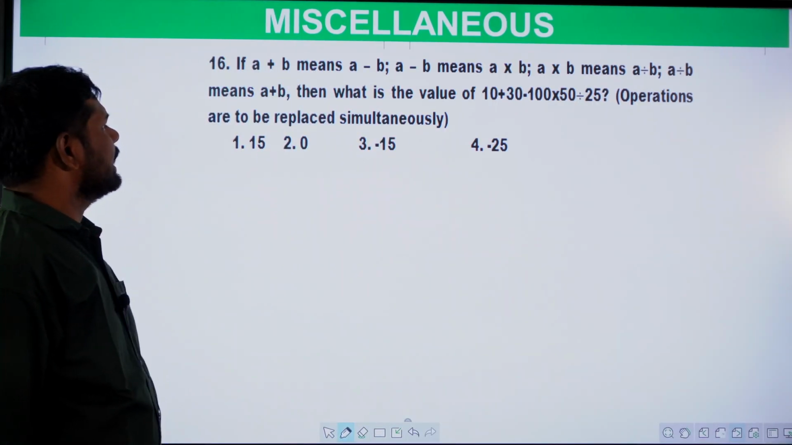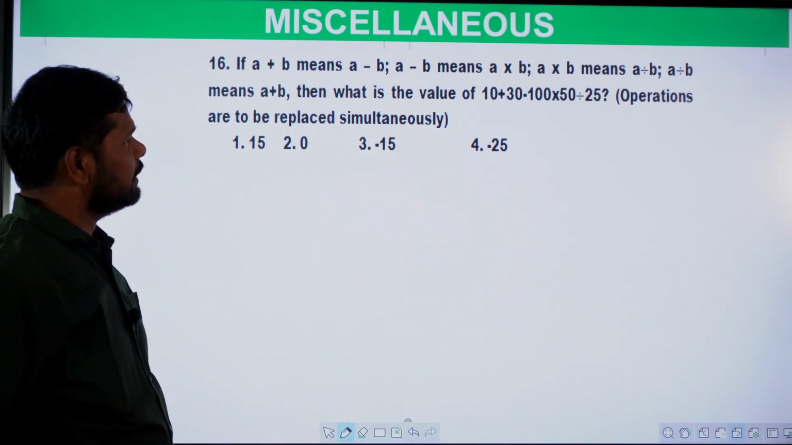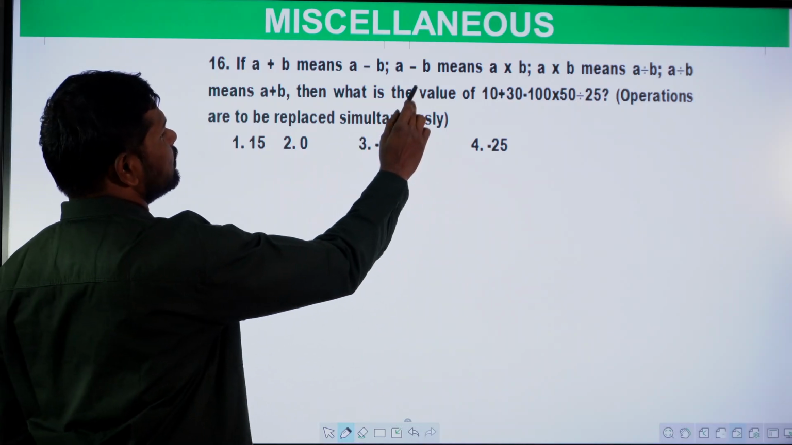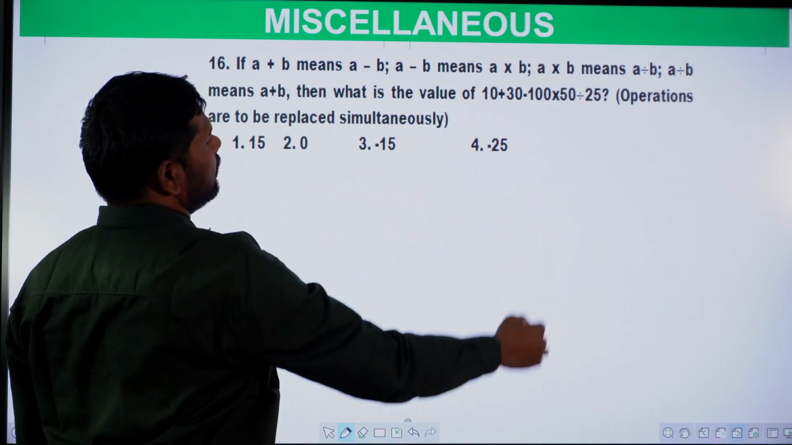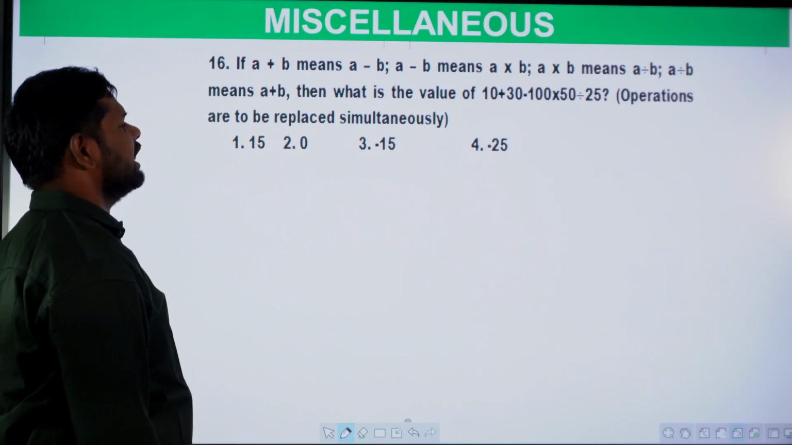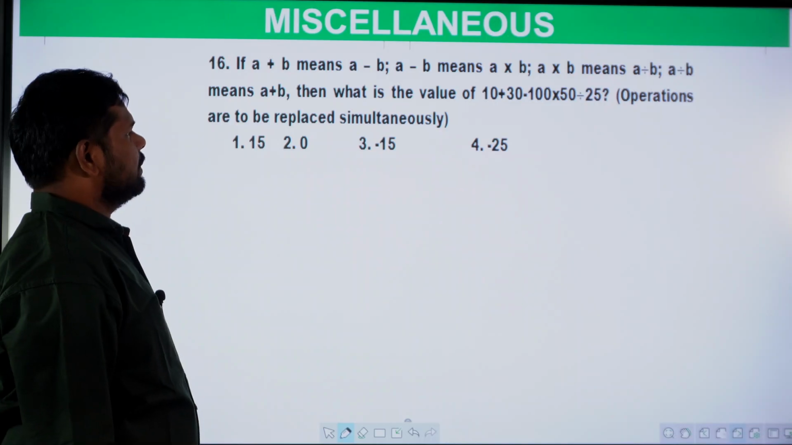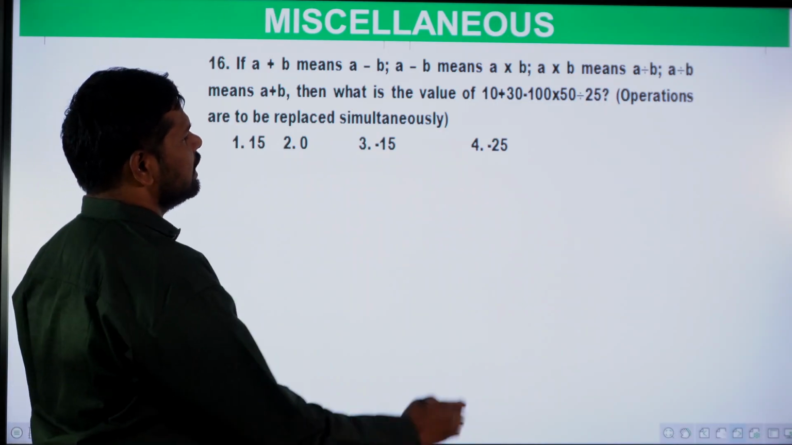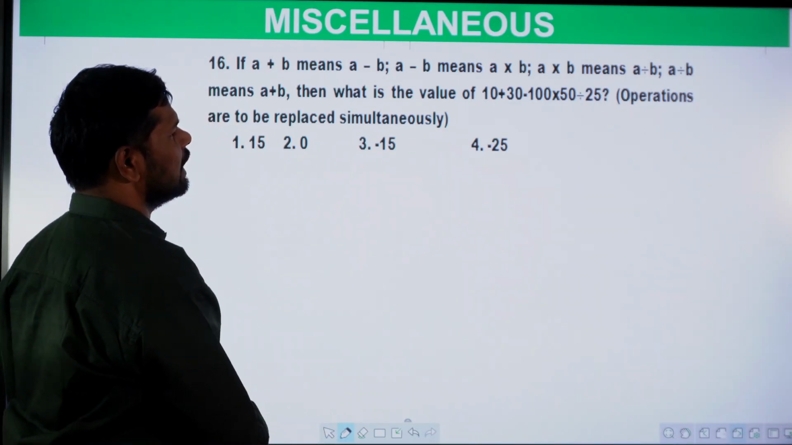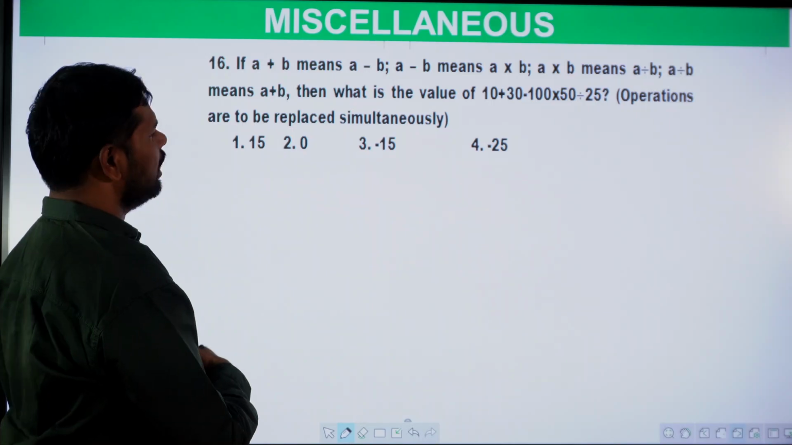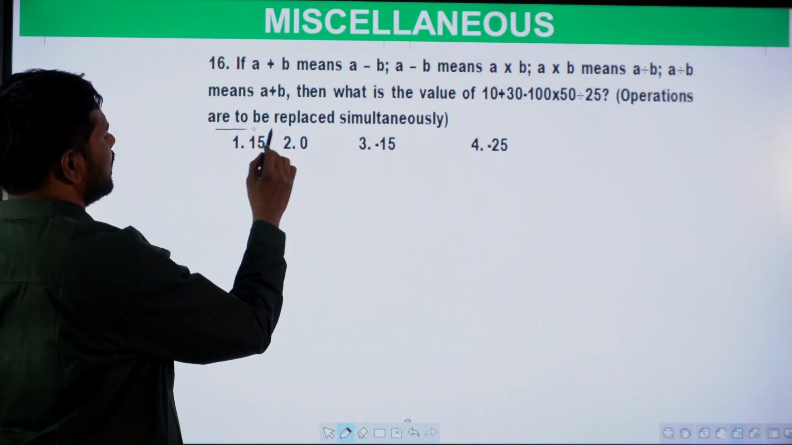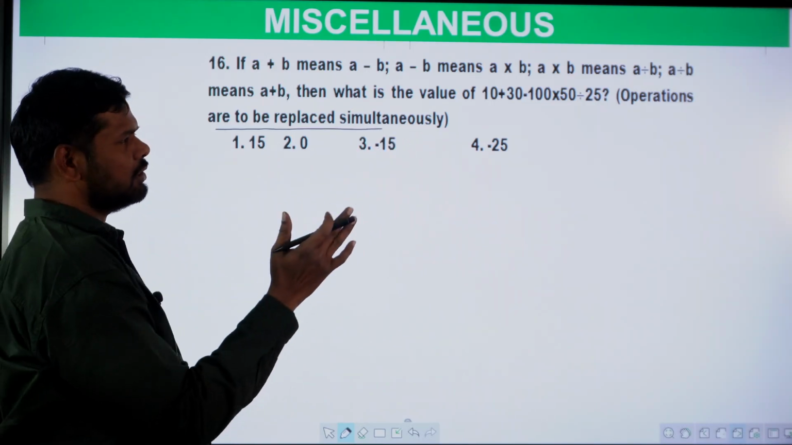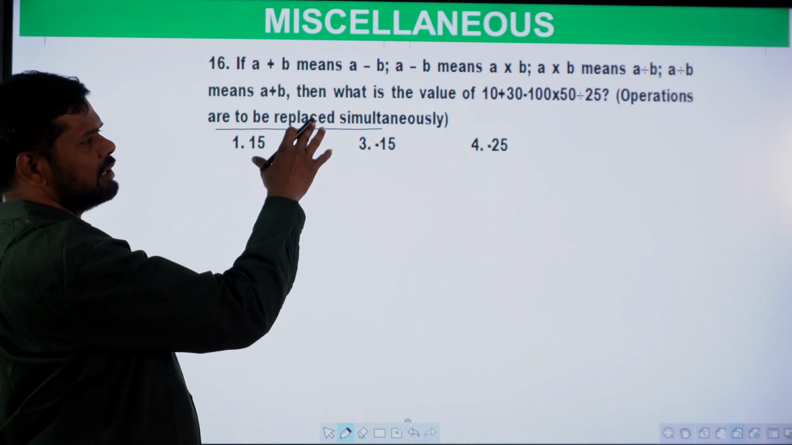If A plus B means A minus B, A minus B means A into B, A into B means A divided by B, and A divided by B means A plus B, then what is the value of 10 plus 30 minus 100 into 50 divided by 25? Operations are to be replaced simultaneously. First, you need to replace all operations, then simplify.